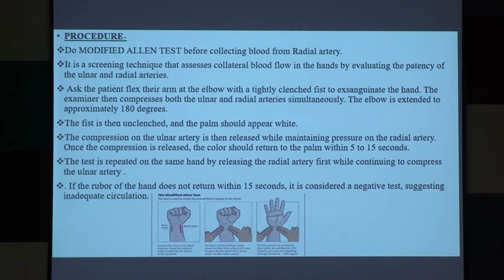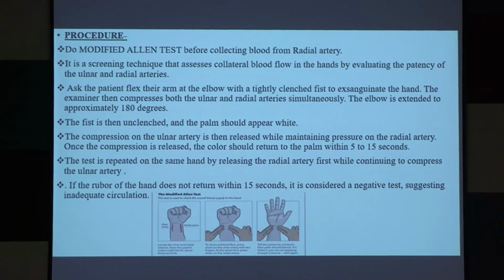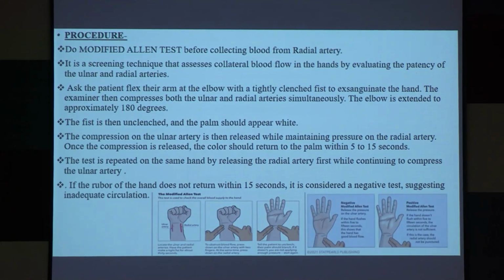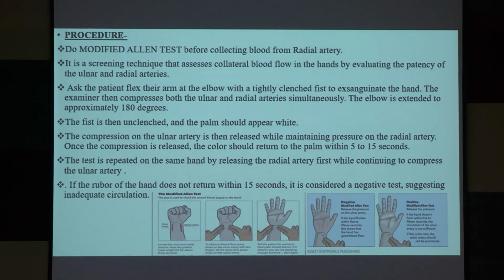This is a modified Allen test, like this way. And this is a positive modified Allen test. If you release the pressure, if the hand doesn't flush within 5 to 15 seconds, the circulation of the ulnar artery is not sufficient. So in that case, radial artery should not be punctured. Other arteries must be assessed, like femoral arteries and brachial arteries.